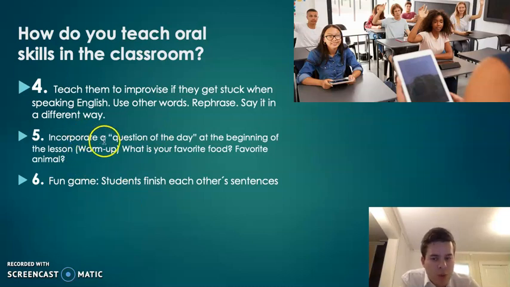Another idea is to incorporate a question of the day at the beginning of the lesson. What's your favorite food? What's your favorite animal? Really easy questions just to get them to warm up. Or you can have some fun games. Students finish each other's sentences. This one is really funny. It's a great way to warm up and let the students really have fun and speak English in class.